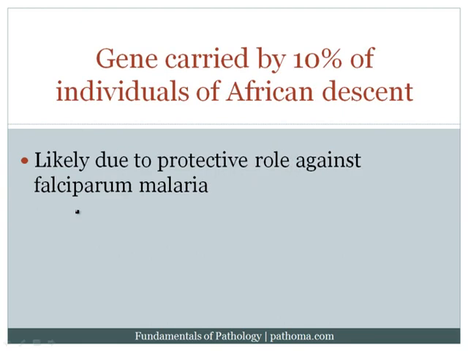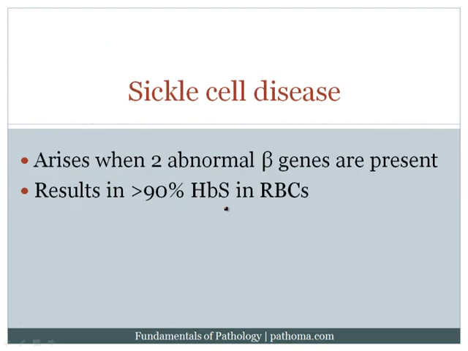The gene for this disease is carried by 10% of people of African descent, and that's because it likely protects against falciparum malaria, and this is a theme that we've already covered as we've gone through this particular chapter. When patients have two abnormally mutated beta chains, that's called sickle cell disease, and it results in greater than 90% production of hemoglobin S. Here's the idea.